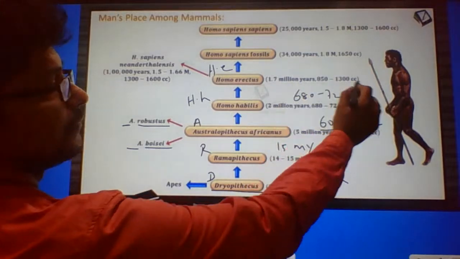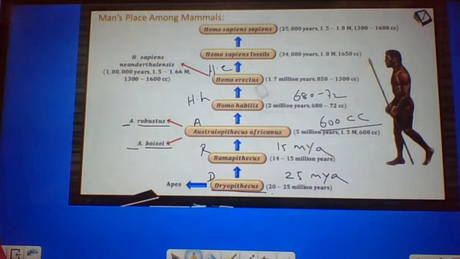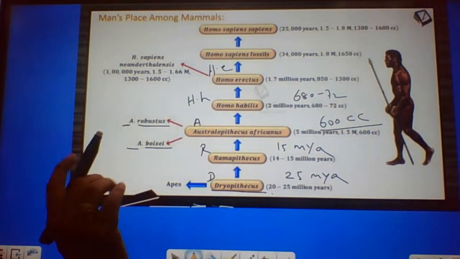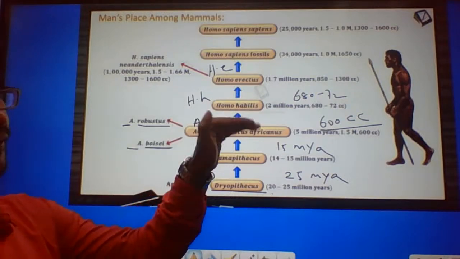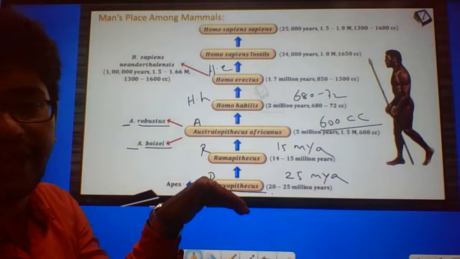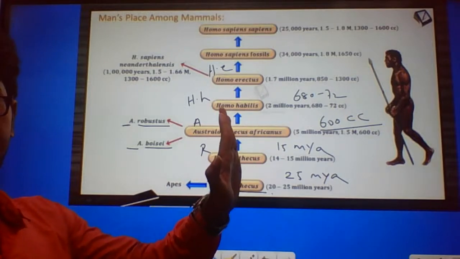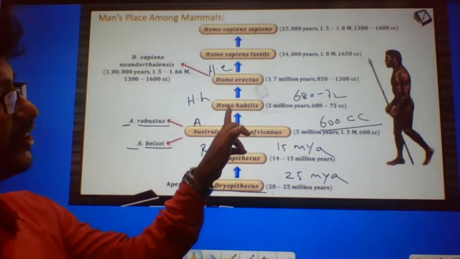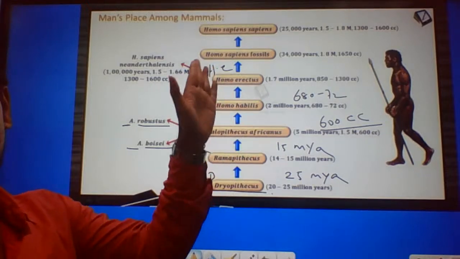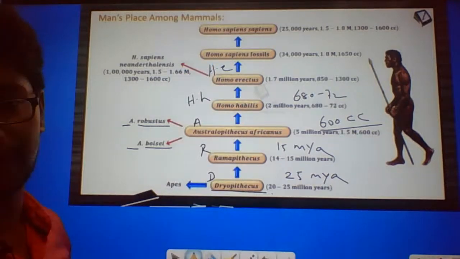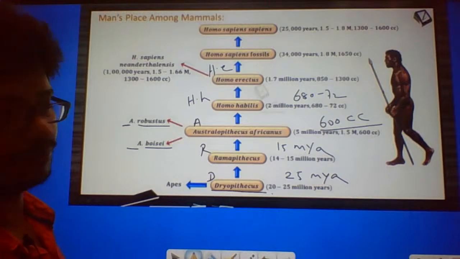Here you could see when we started walking erect. At the end of Australopithecus, man would usually walk bending, like monkeys or apes. Once we started walking straight, the posture started coming straight from Homo habilis itself. So at that time there was disappearance of the tail. That is, the tailbone started disappearing.